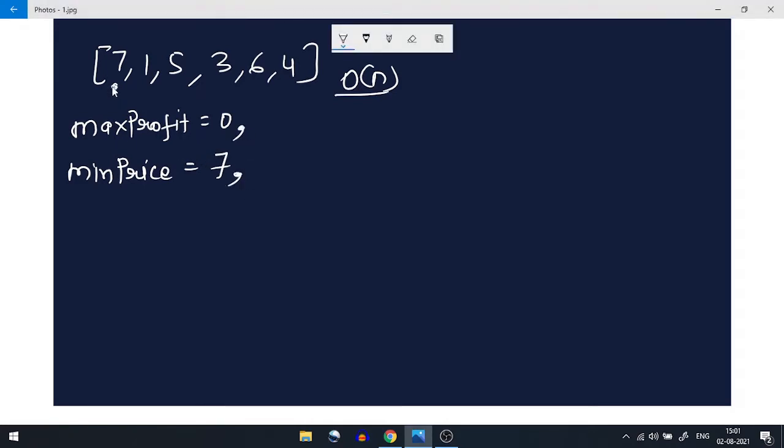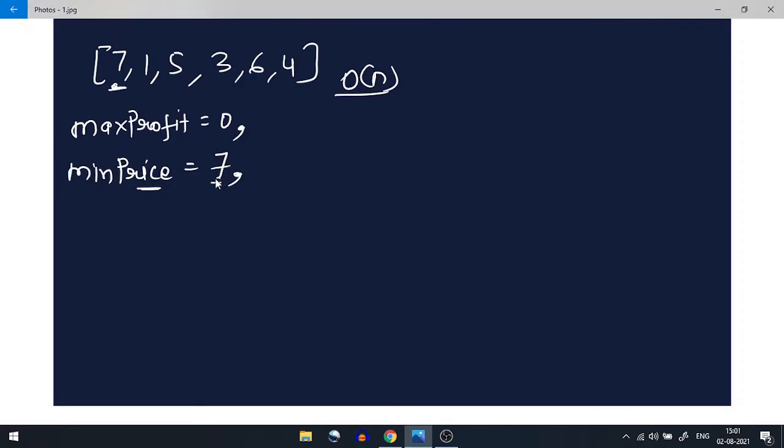Okay, now we will start iterating through the array and we will check if we are making any profit and that profit is greater than maximum profit, we will update the maximum profit value. And if the element we are on is less than the minimum price, we'll update that also. So let's try to iterate that.